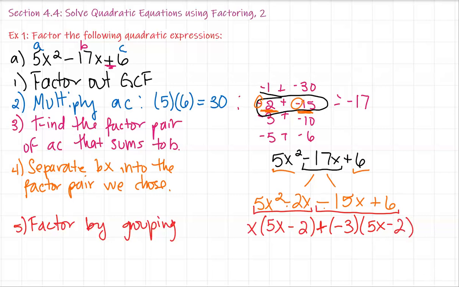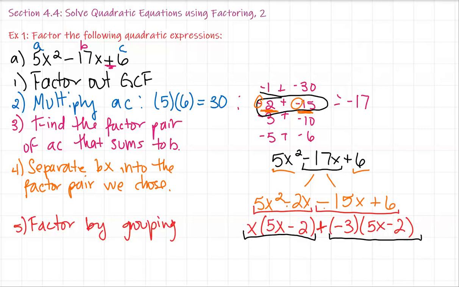Now we have two terms. Here is one term, and here is one term. Now you're not confusing this with a multiplication problem because I'm not multiplying everything. I'm just doing these two terms and these two terms. Okay, what do you see that has in common? 5x minus 2, 5x minus 2.